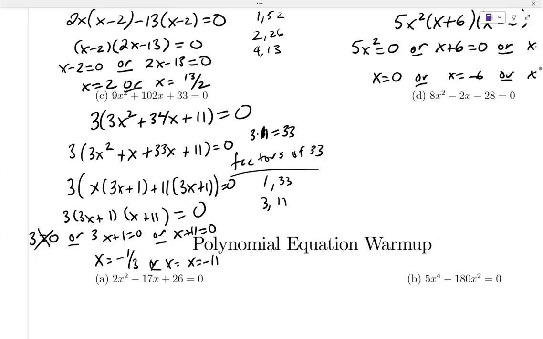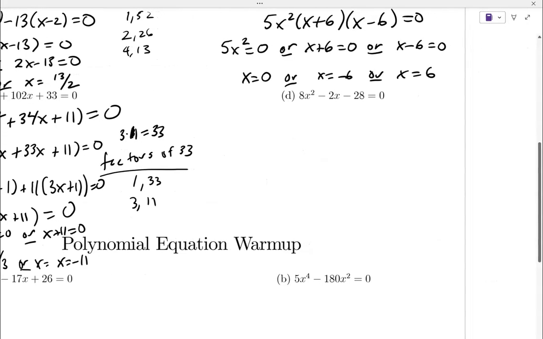Let's go to this last one. First step. You tell me how to do it. Say it again. 50. Okay, and what are you left with? So pull out the GCF of 2. You've got 4x squared minus x minus 14. Next step.